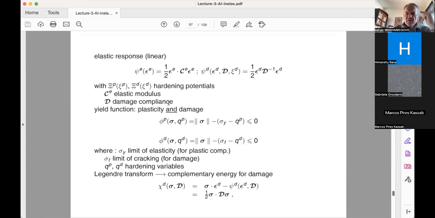So this way, we're going to consider two criteria. One for plasticity, where you take the norm of the stress and compare it against the limit of elasticity, and the change of this limit by the threshold of plasticity with the hardening variable QP, which is conjugate to the hardening variable psi p. And then we also have a criterion for damage, which takes the norm of the stress and compares it against a limit of elasticity and damage, like a fracture stress, and then also the evolution of this limit due to the hardening variable QD, which is conjugate to the hardening variable psi d.